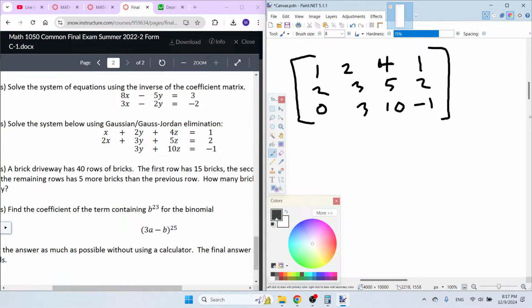So I have my 1 in the top left corner, so I just need to get zeros below it. I'll do -2 times the top plus the middle to get the new middle row. So I get -2 times 1 is -2, plus 2 is 0. -2 times 2 is -4, plus 3 is -1. -2 times 4 is -8, plus 5 is -3. -2 times 1 plus 2 is 0.